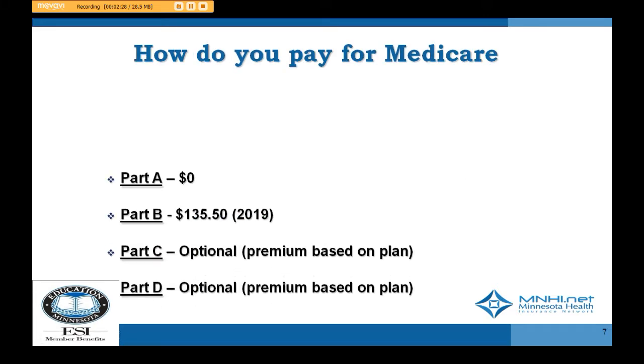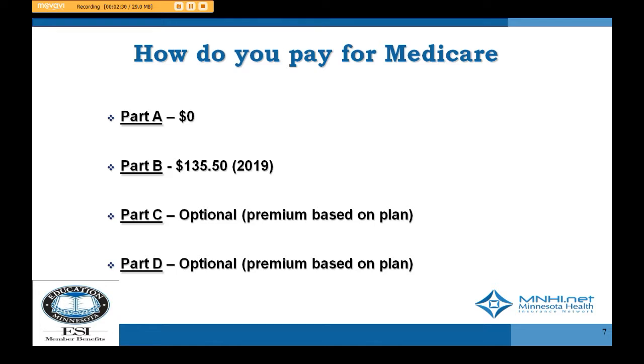So how do you pay for Medicare? Medicare Part A will have a $0 monthly premium, as long as you've contributed your 40 quarters to Social Security. That's the equivalent of 10 years. If you have not, but your spouse has, you are eligible to have Part A at a $0 monthly premium. Part B will have a premium of $135.50 for 2019. Now this is a standard monthly premium and it can be influenced whether or not you have a higher income. This premium also is subject to change per calendar year.